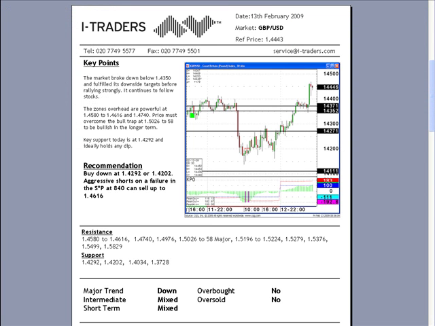Now we're going to look at an example of how the report could come together to provide what was a very low risk entry point on the British pound. It was back on the 13th of February. And the first thing to look for is the recommendation. The first part just says that we were a buyer down at 142.92 and 142.02. But the key thing was that the aggressive short players, on a failure of the S&P at 840, could sell the pound up to 146.16.